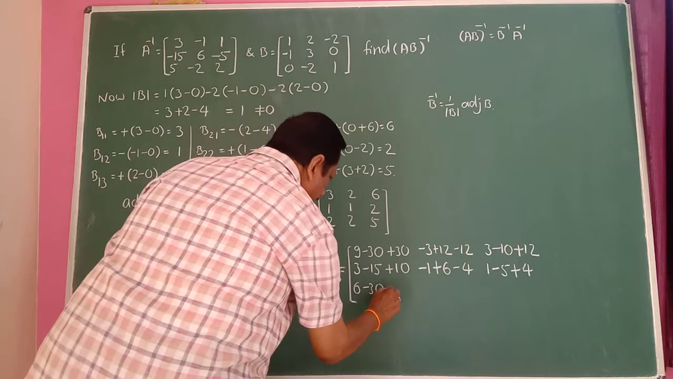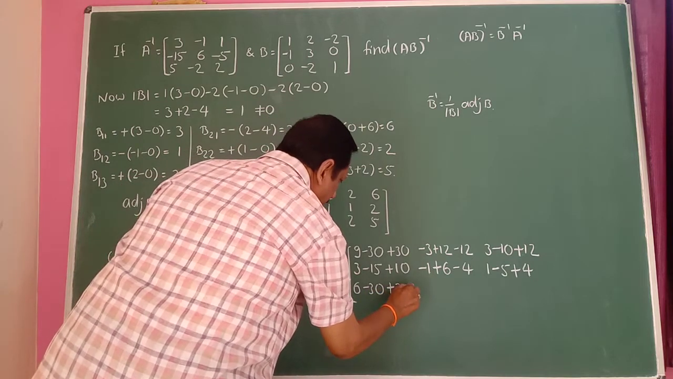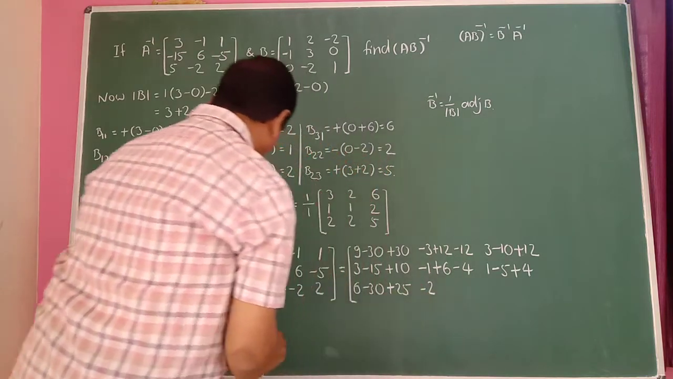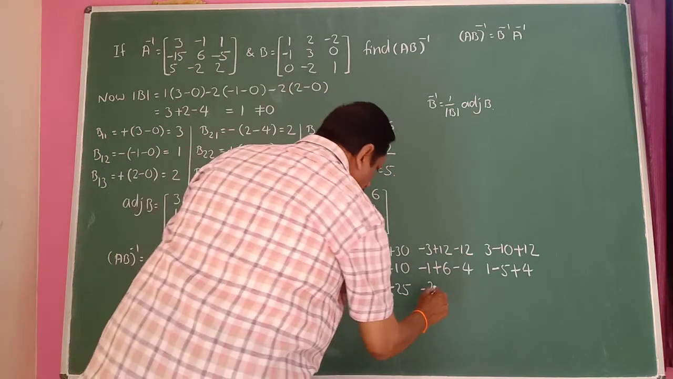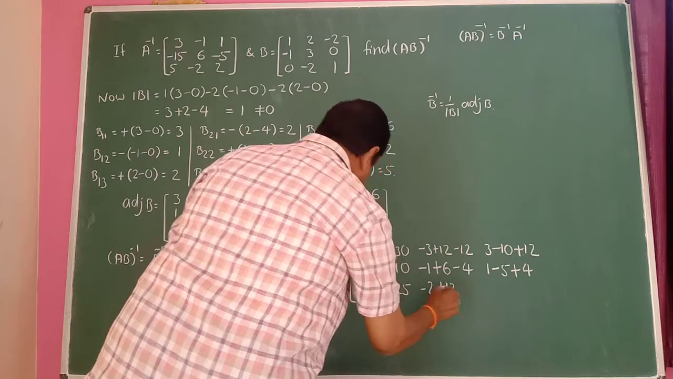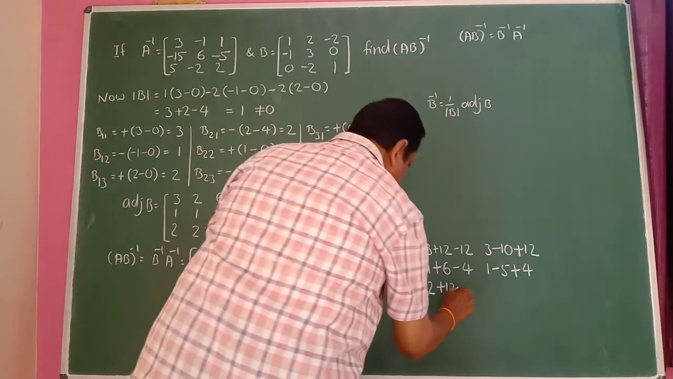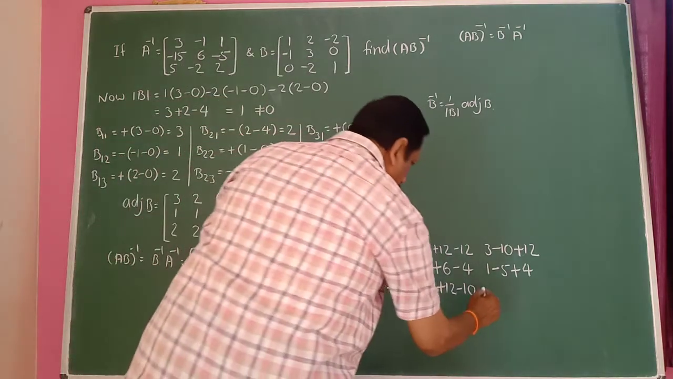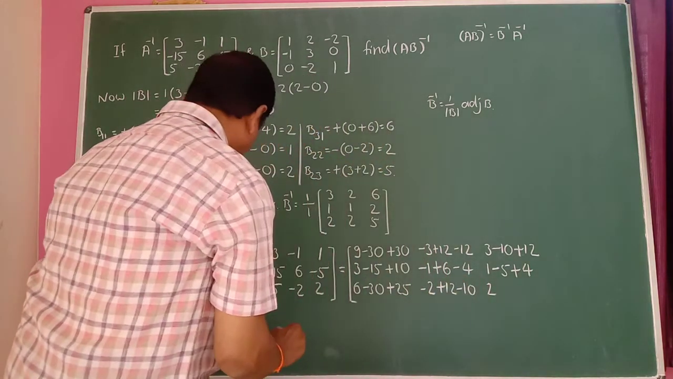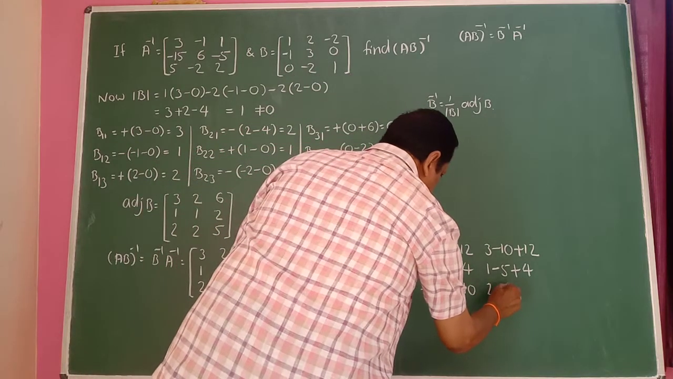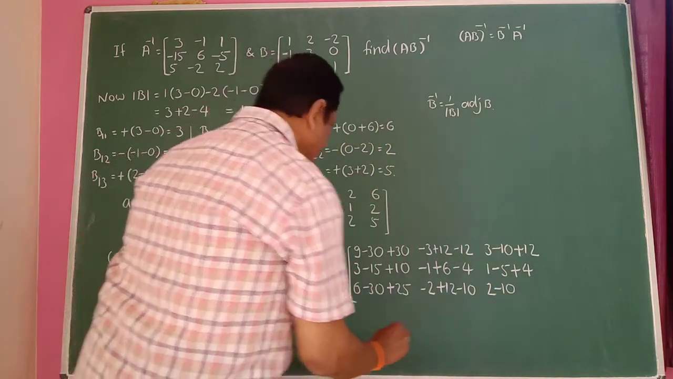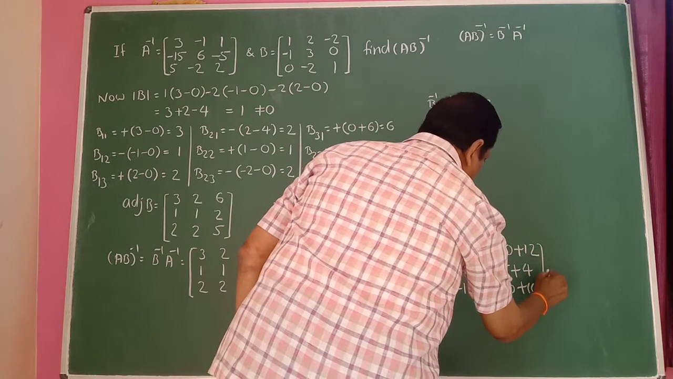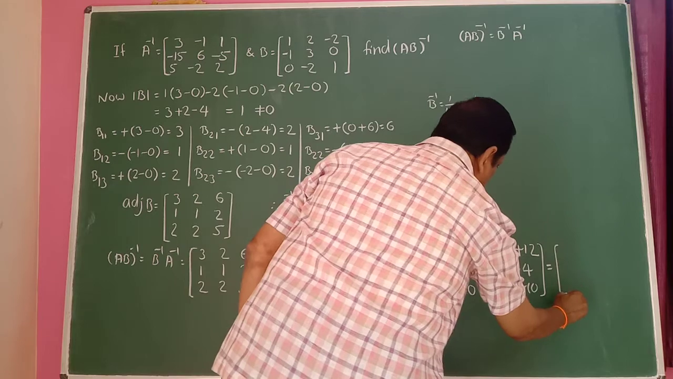5 5s are 25, plus 25. Then 2 1s are 2 here, minus 2. Then 2 6s are 12, plus 12, and 5 2s are 10 here, minus 10. Then 2 1s are 2. Then 2 5s are 10, minus 10, and 5 2s are 10, plus 10, is equal to the matrix here.